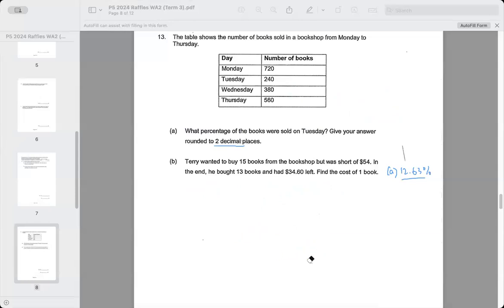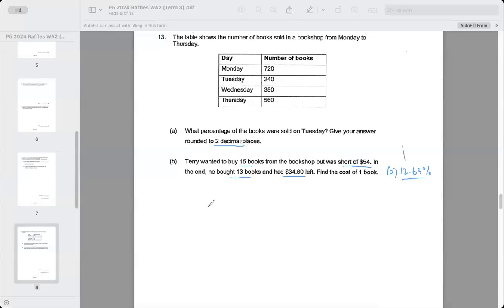Now we do part B. Terry wanted to buy 15 books from the bookshop but was short of $54. In the end, he bought 13 books and had $34.60 left. Find the cost of one book. For this question, there are simply two scenarios given. First scenario, he wanted to buy 15 books but was short of $54. The second scenario is he bought 13 books but had $34.60 left. So this is the shortage and surplus type of question.